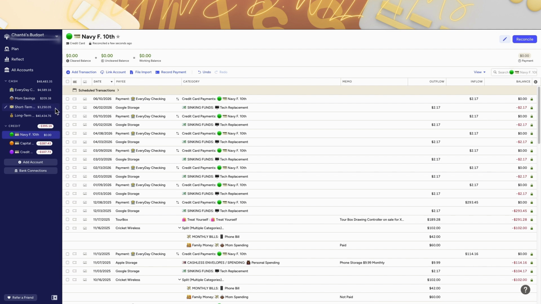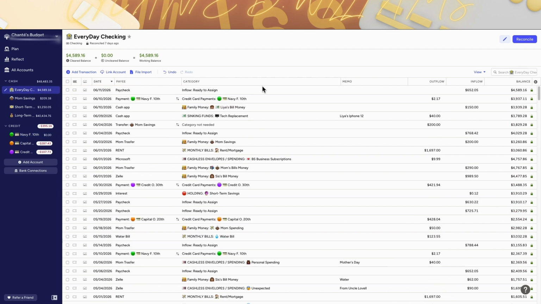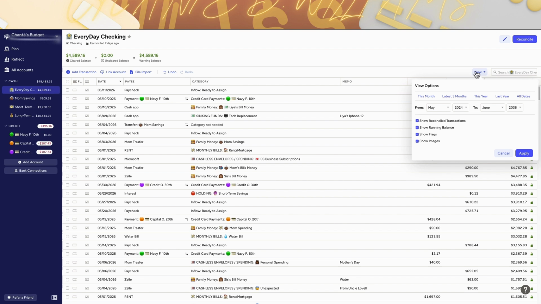But that's correct. For my short-term savings account, $3,250.05. That's correct. My mother's savings account, $209.38. That's correct. So the most movement I have is usually on my checking account. Let me just make sure.